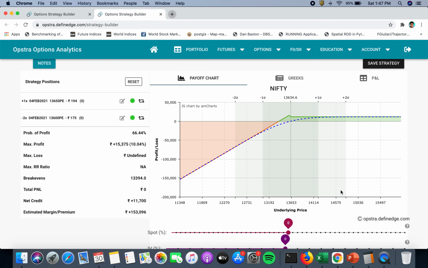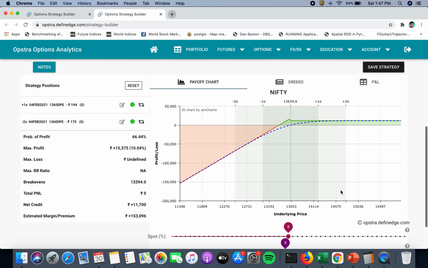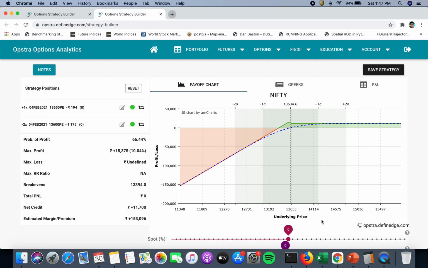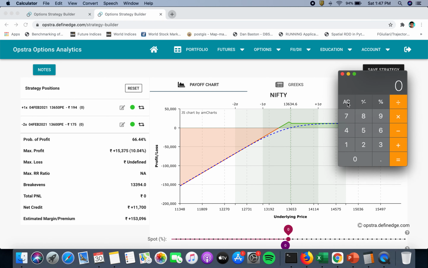Now, as I mentioned, all of these strategies are going to be Vega short, or in other words, I could say that all of these are going to be net credit strategies. That is, we are going to receive premium. And so let's see what we have got here. So basically we have sold two lots at a premium of rupees 175, and we have bought one at 194. Let's check how much premium we have got so far. So 175, two lots, and minus 194.